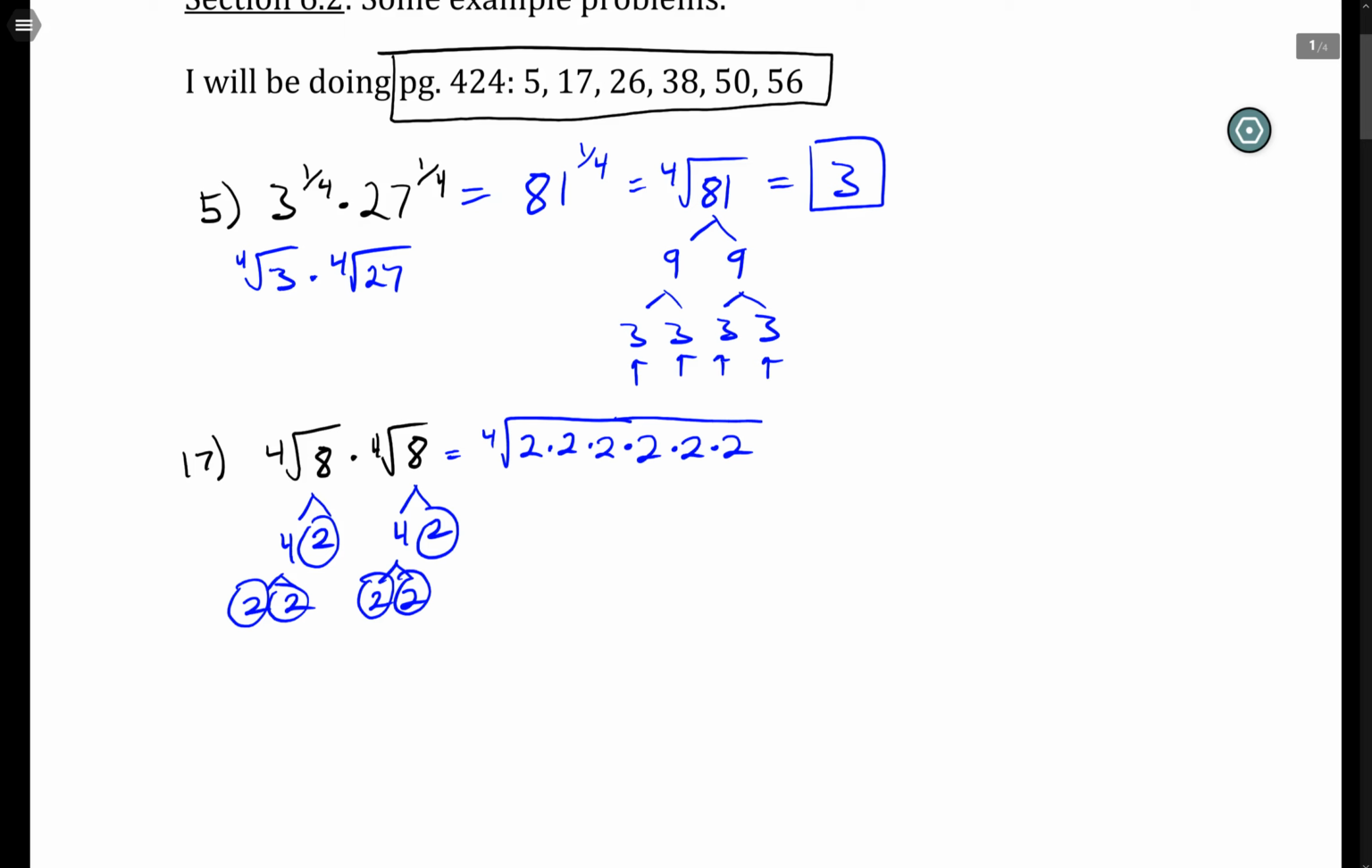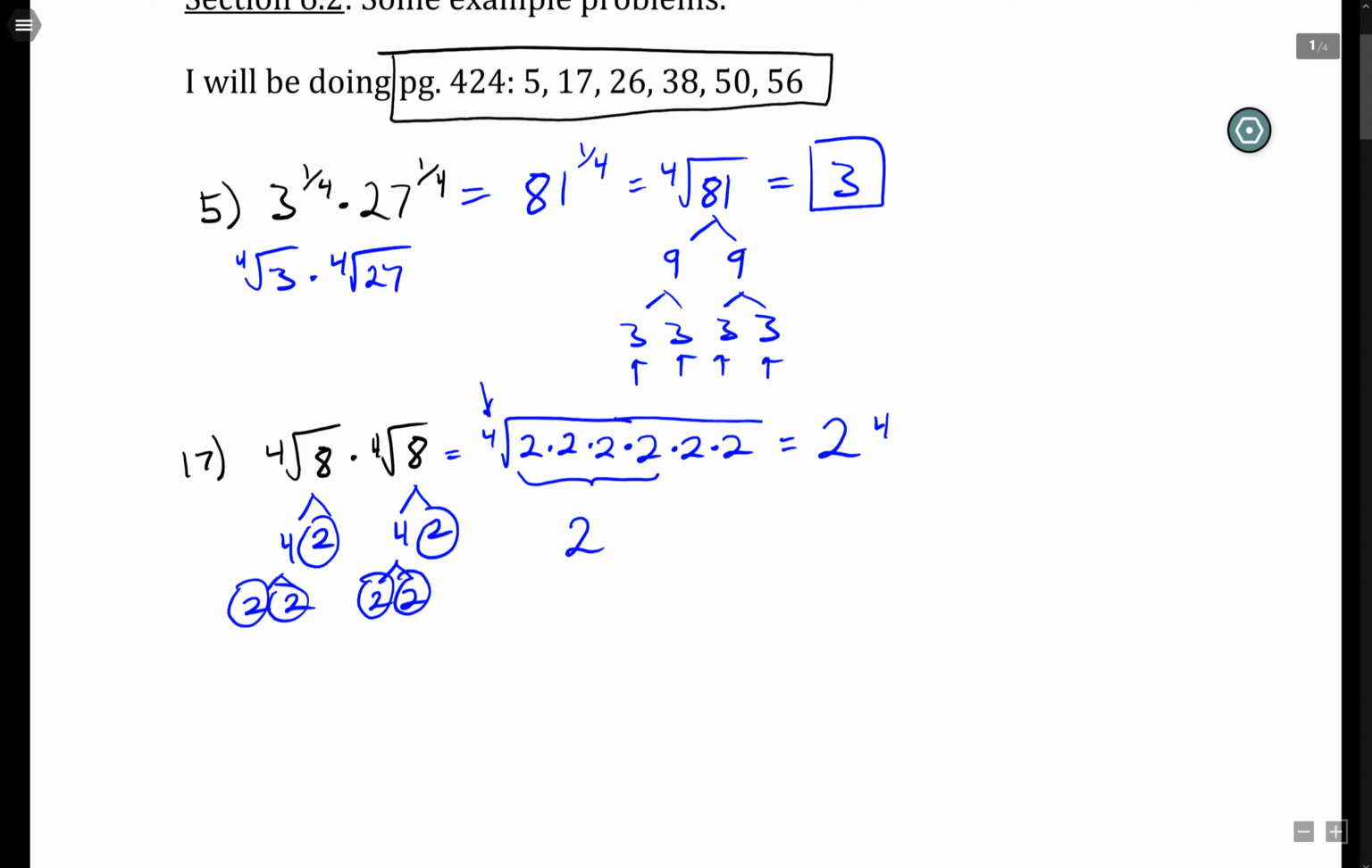I know a lot of people like multiplying and then breaking down, but really, when you can break down before you multiply, why would you bother? Now, don't forget, the 4th root means I'm looking for something that multiplied times itself 4 times. So take a look here. Here are 4 2's. Since there are 4 of them, I know that the 4th root of 2 times 2 times 2 times 2 is just 2. So that 2 is going to end up being outside of the radical because the 4th root of 2 times 2 times 2 times 2 is just 2.